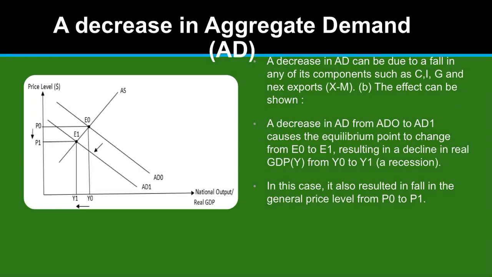Therefore, aggregate demand may shift to the left from AD0 to AD1, which will cause a drop in the general price level, which is good. However, there is also a simultaneous drop in national output, which will cause a negative real GDP growth, or a recession. So a decrease in AD from AD0 to AD1 causes the equilibrium point to change from E0 to E1, resulting in a decline in real GDP from Y0 to Y1, a recession taking place. In this case, it also resulted in a fall in the general price level.